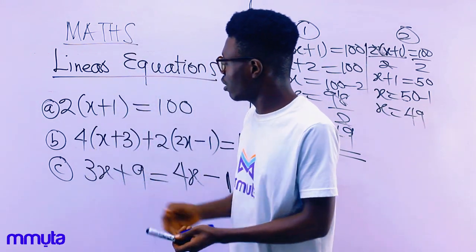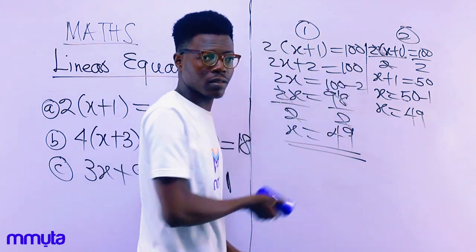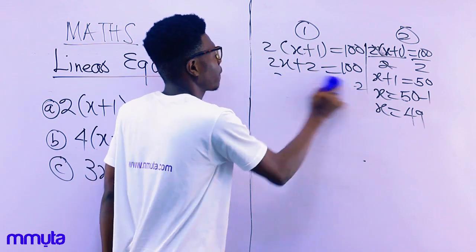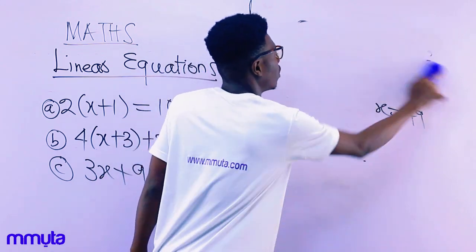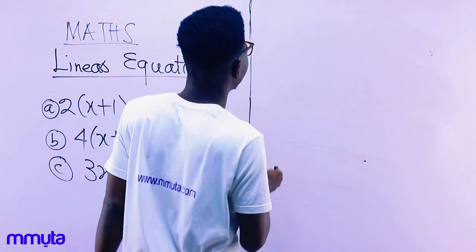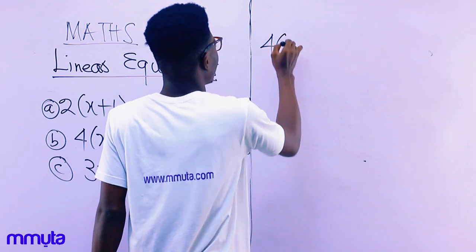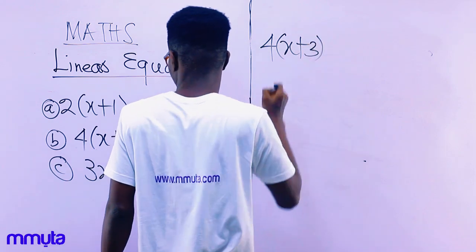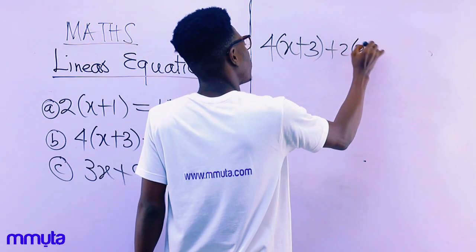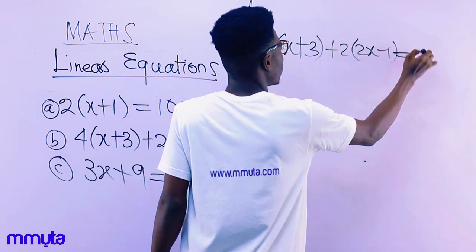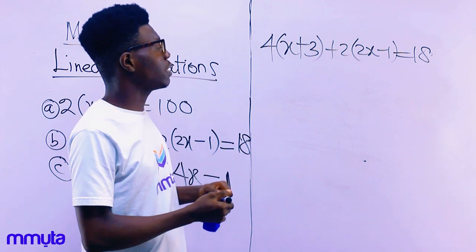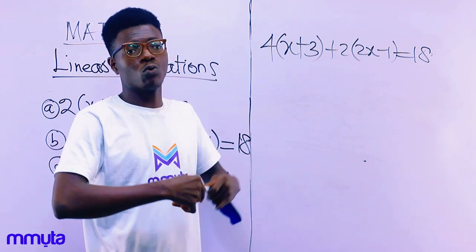Okay, the second question. Let us clean this part. The second question is a little bit complicated, or we say complex, but with Mmuta, nothing is hard. 4 brackets x plus 3, plus 2 brackets 2x minus 1, equal to 18. How do you do this? From this point, the best approach is to open your brackets.